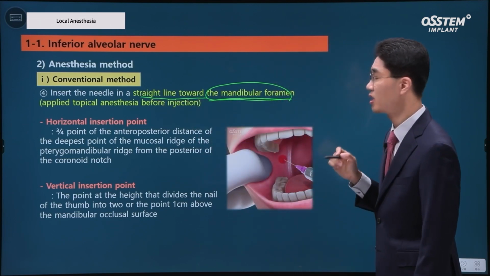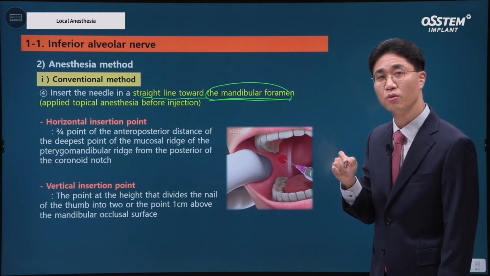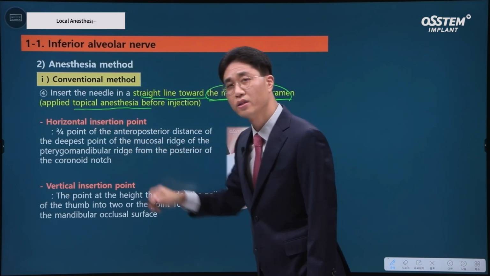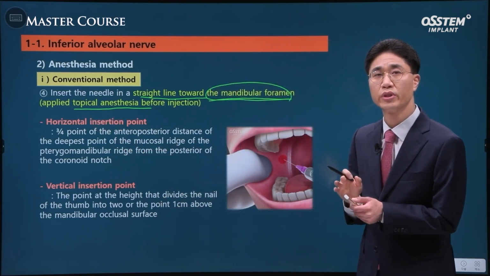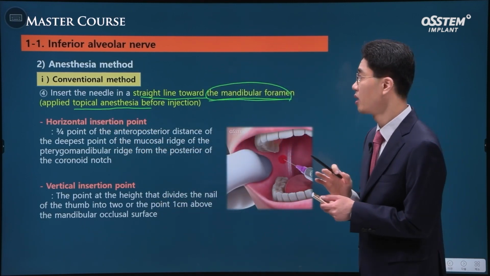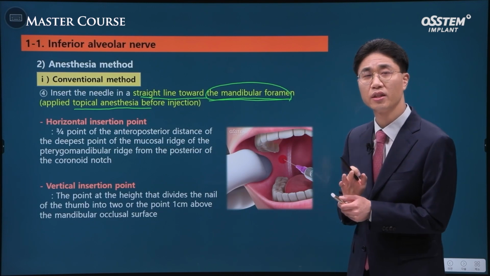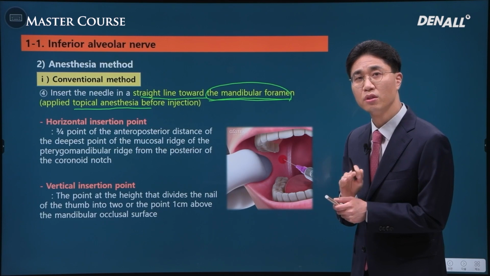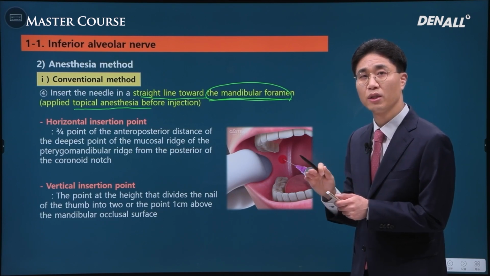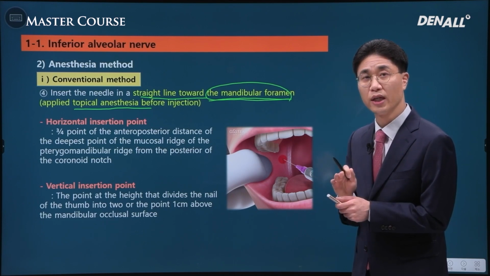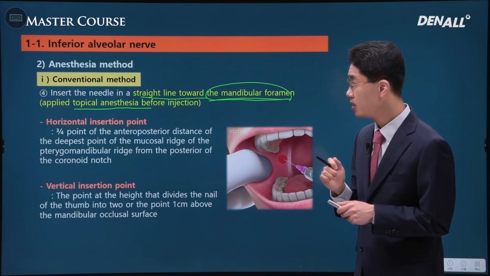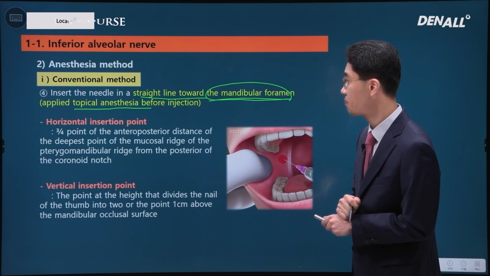We inject towards the mandibular foramen, and before we do block anesthesia, in order to reduce patient pain on the mucosal surface, topical anesthesia is performed. When doing this, you need to dry the mucosal surface sufficiently, apply the topical anesthesia, and wait for a couple of minutes for the anesthetic effects to kick in before placing the needle.